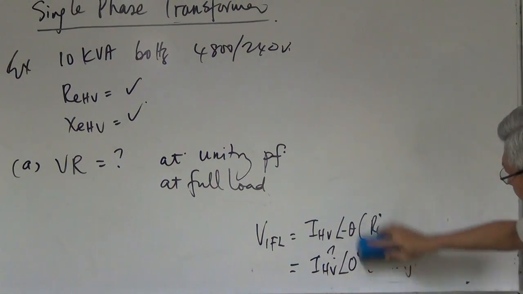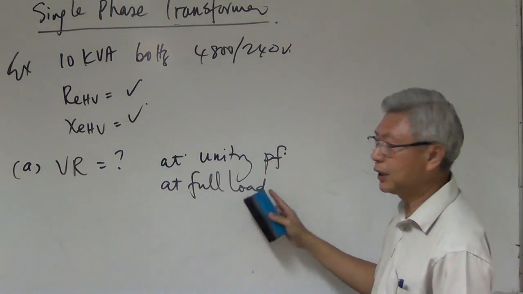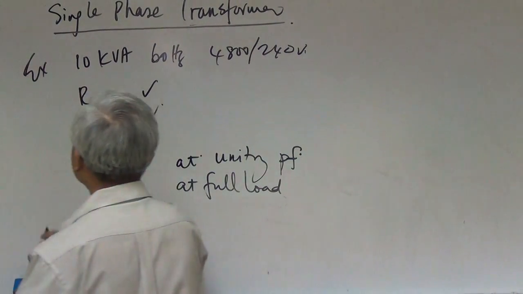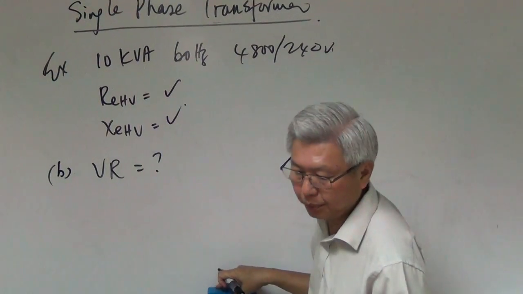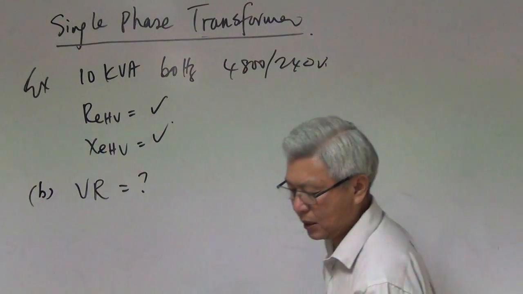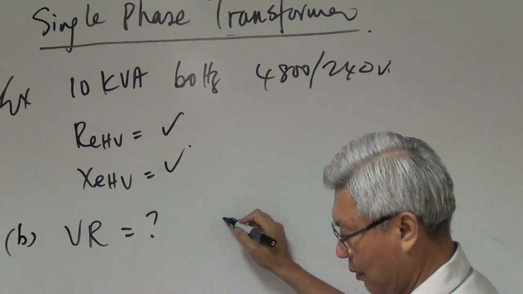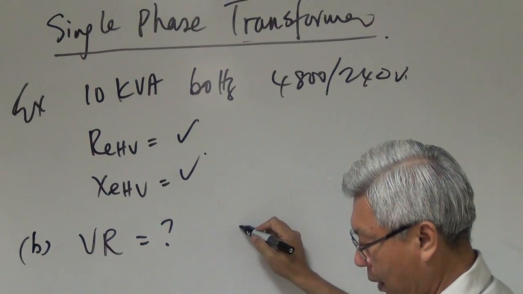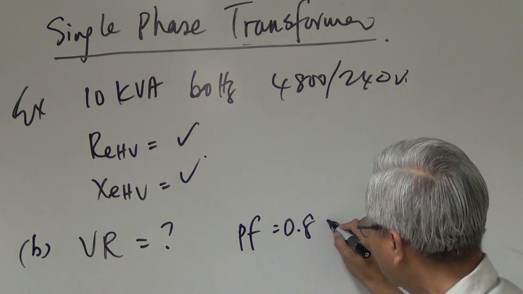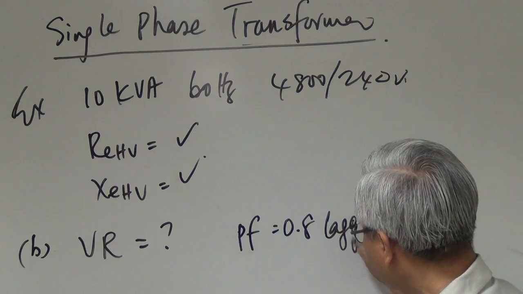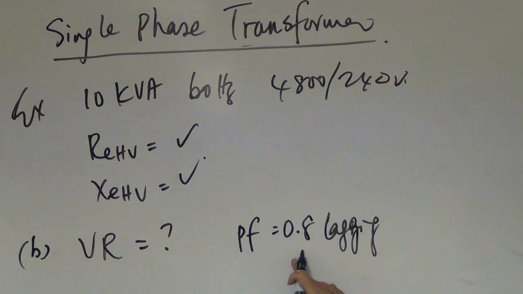Alright, part B. The question is, instead of unity power factor, it is not unity now. It operates at 0.8 power factor lagging. Your mathematics is still the same. Now the theta must change.